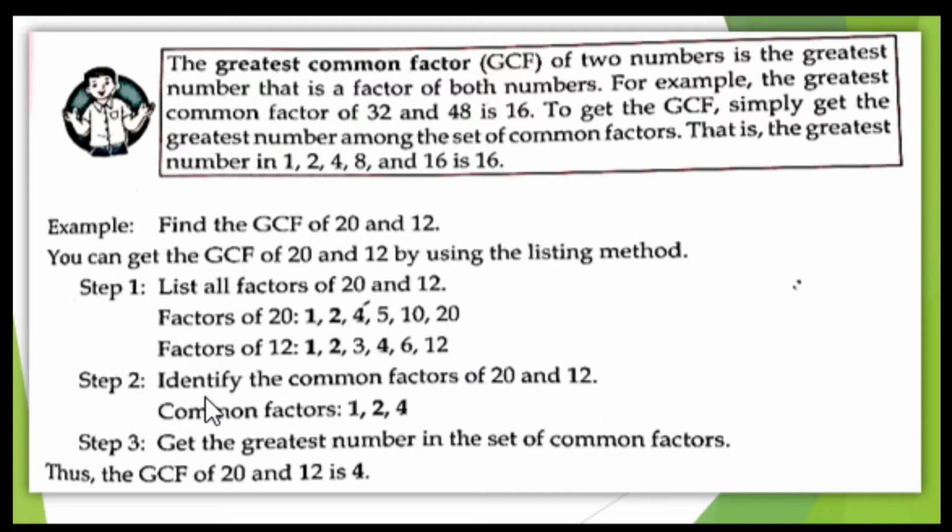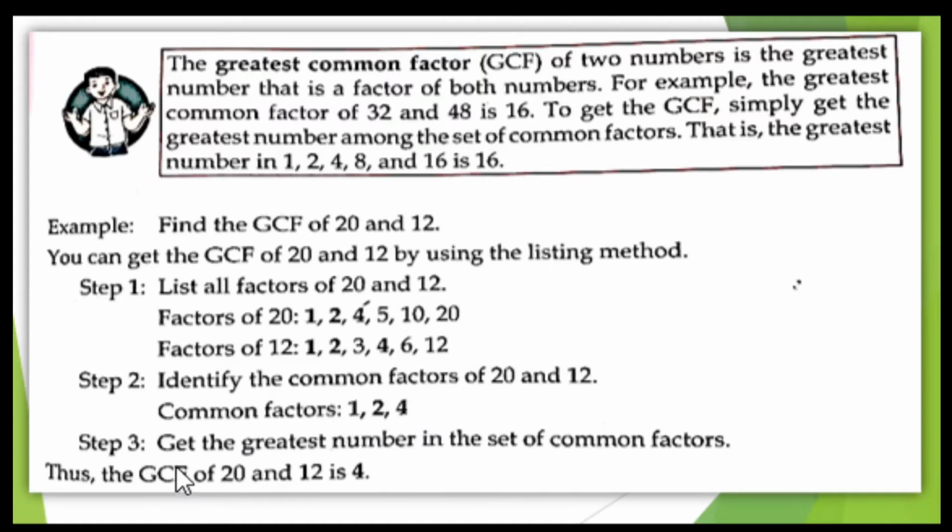Step 2. Identify the common factors of 20 and 12. Common factors: 1, 2, and 4. Again, common factors of 20 and 12: 1, they are common; 2, they are common; and 4. And of course, the greatest is 4. 4 is the greatest number among the common factors.